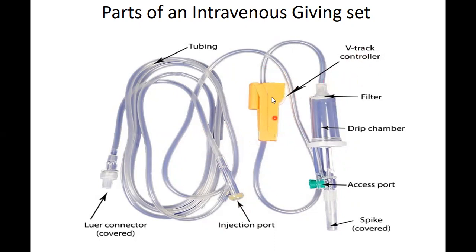Then this is the track controller, this one here, okay? That's the V-track controller. And then we have the filter right here. And then this is an access port. Access ports can be used for medications as well, or another fluid can be connected there. Then we have the spike, and it is always covered. The spike should be kept sterile, as well as the Luer connector. It should always be kept sterile.